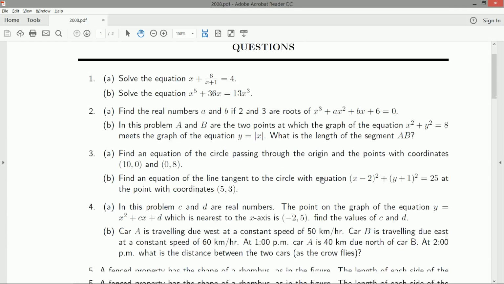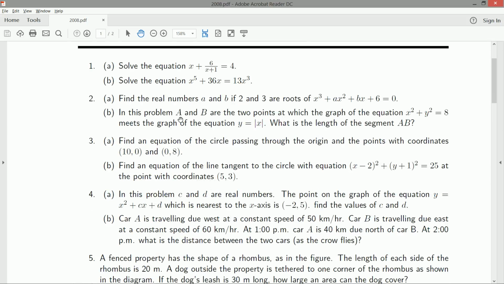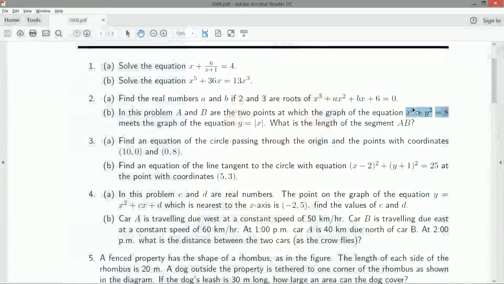Alright, so we'll flip the page. We still have another half of this question to do. 2b. In this problem, A and B are the 2 points at which the graph of the equation x squared plus y squared equals 8 meets the graph of the equation y equals the absolute value of x. What is the length of segment AB? So already I stop right there and say, hey, this is an equation of a circle whose radius is the square root of 8, centered at the origin, 0, 0. Well, I can draw this.